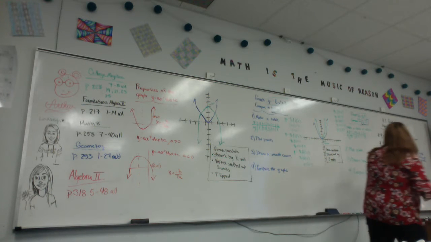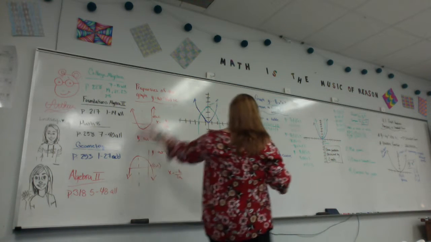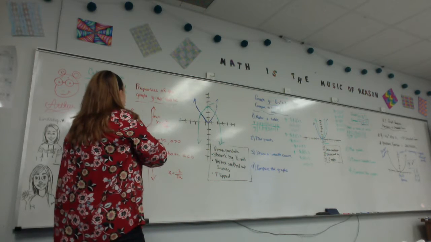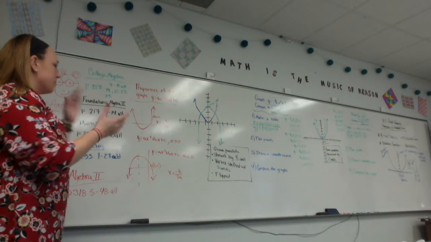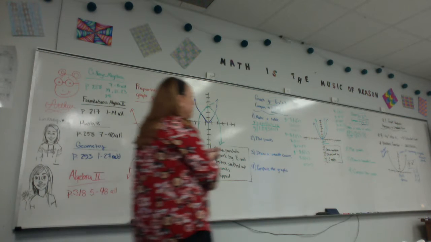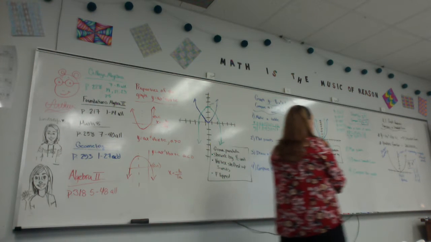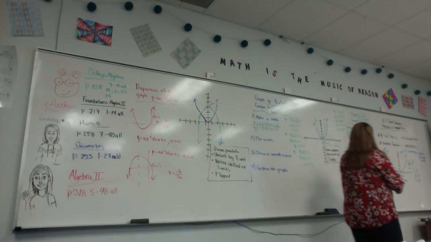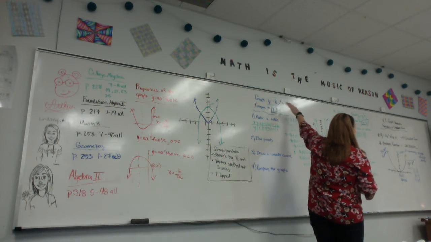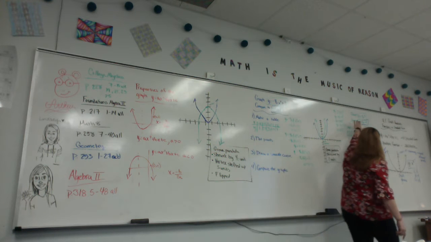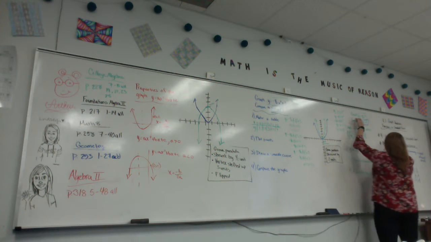I'm going to erase this part in a second because we're going to do one more after I explain this. Properties of the graph y equals ax squared plus bx plus c. Here's the deal. If I want to graph a parabola and it's more complicated than this form and this form, what are these forms missing? This is missing two things. A bx and a c.